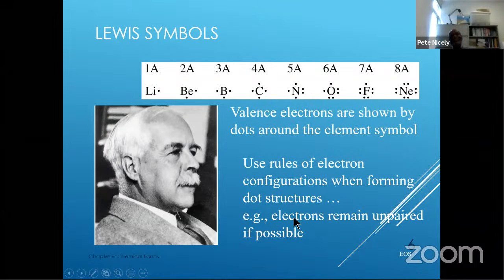Now, there's a statement here which, to be perfectly honest, is not always true. It says here to use the rules of electron configurations when forming dot structures or Lewis structures. For example, electrons remain unpaired if possible. To be perfectly honest, I've seen in some textbooks where the dots are not paired, right? So it's not really a big deal. So you can have the dots paired up or not, right? It doesn't make a difference. The representation is still the same, all right? So that's just something that I thought I should mention.